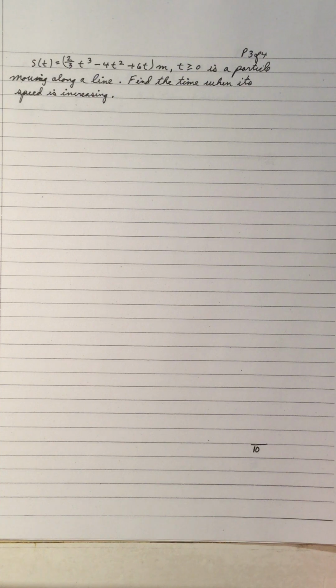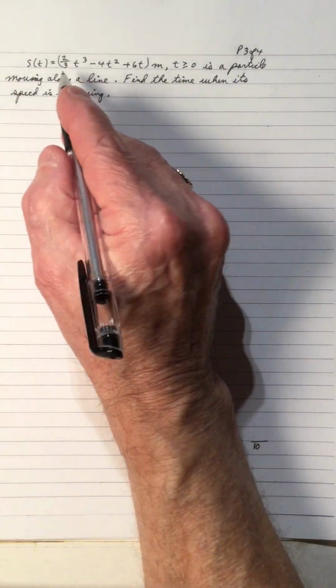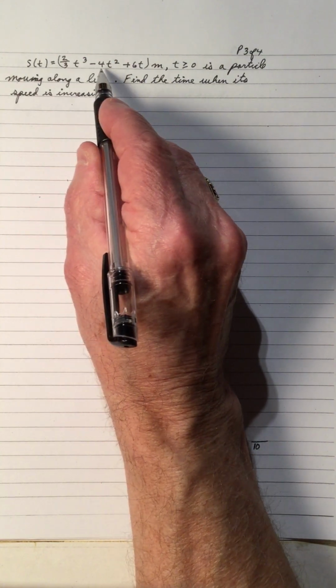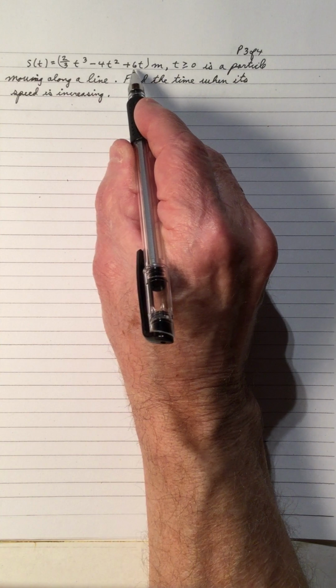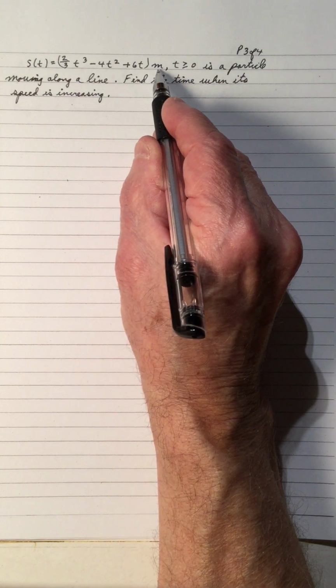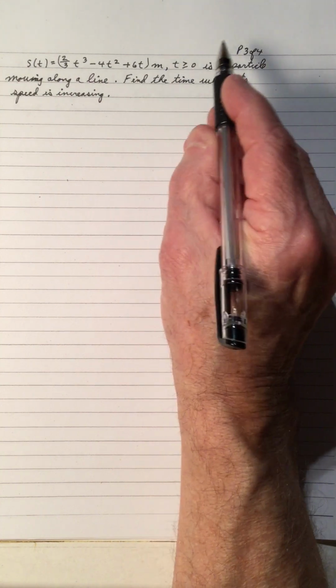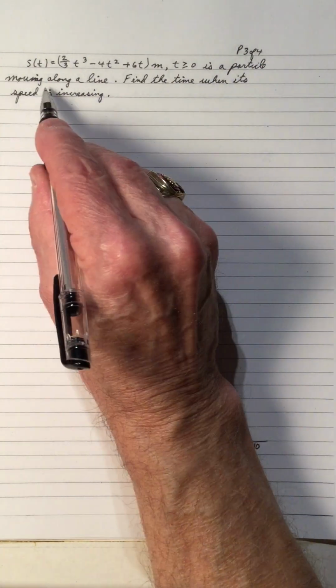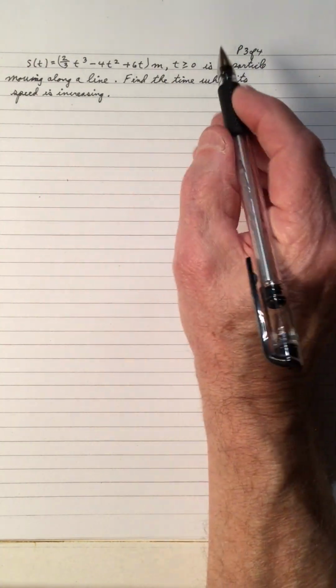So that's one question done. Let's do a couple more. This is the second one. Again, we have a position s(t) of a particle, and we've got 2/3 t cubed minus 4t squared plus 6t, where s is in meters away from 0, and time is greater than or equal to 0. A particle is moving along a line, in a straight line.